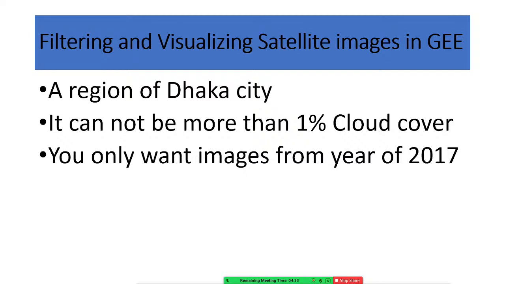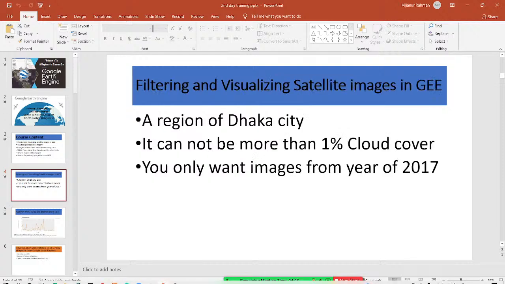Okay, so this is the one properties. And then I want to filter only the images for the year 2017, or any other specific time frame that I need. So this is the common three factors. Now I will go to my code editor and explain one by one so that you can easily understand how to filter satellite images, and after this how you can visualize the satellite images in Google Earth Engine. So I simply open my code editor.